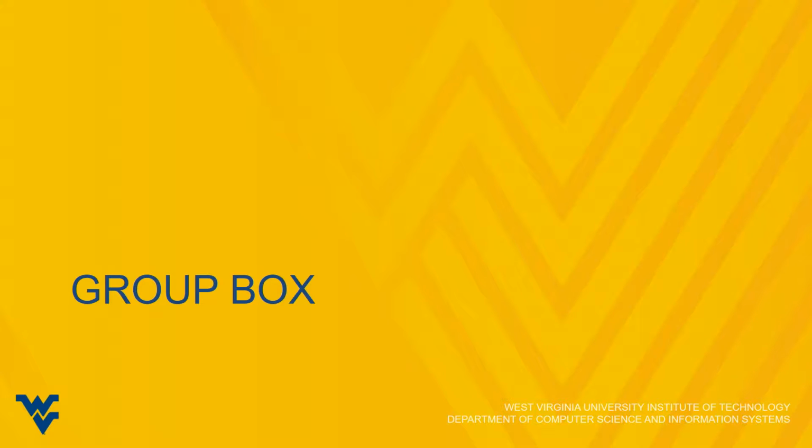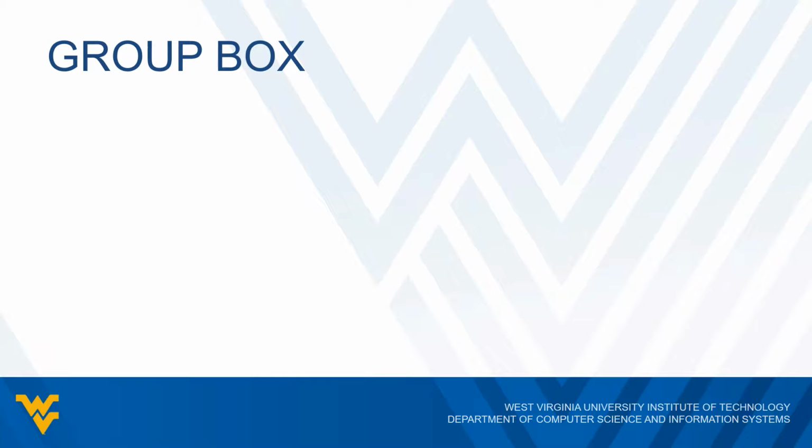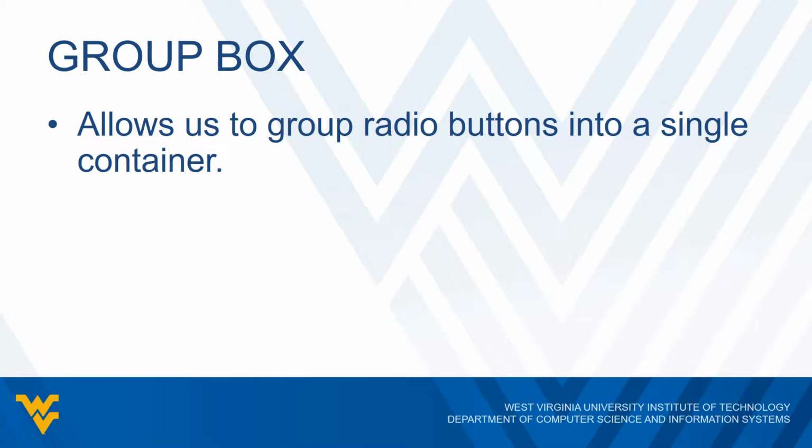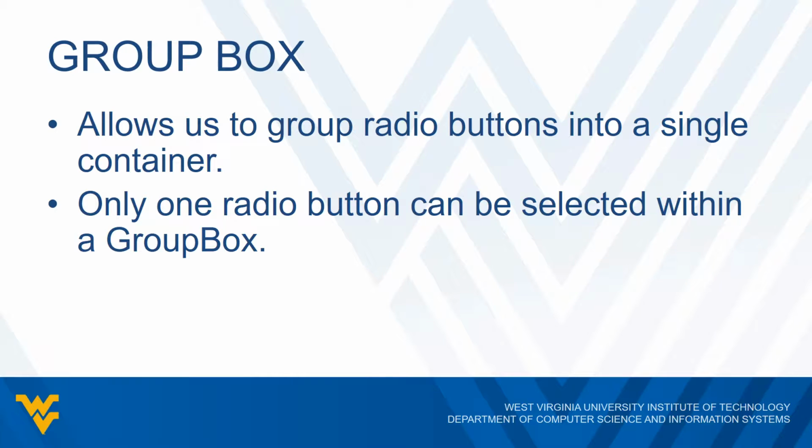The next tool we want to take a look at is what we call the group box. As we mentioned before, we can actually put radio buttons together in a group. The group box allows us to do that. We can group radio buttons into a single container. And what that means is if I have the radio buttons within a single group, only one radio button from that group can be selected. So when I create this group box and put radio buttons in there, only one of those radio buttons from that group can be picked.